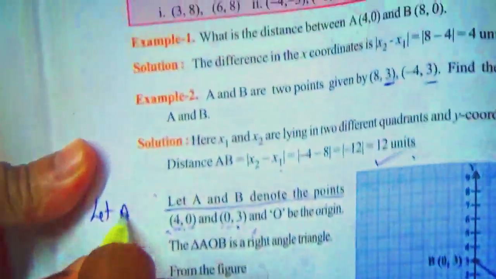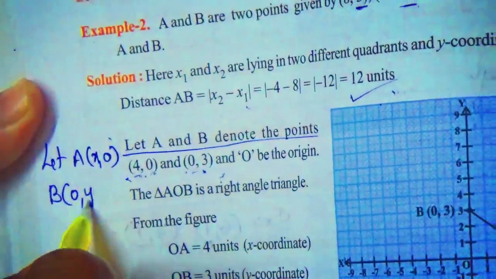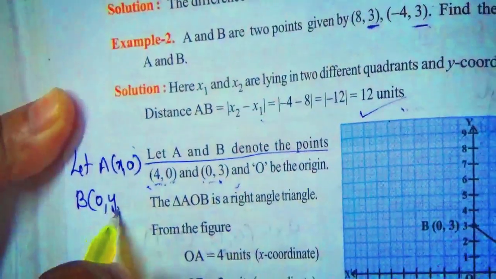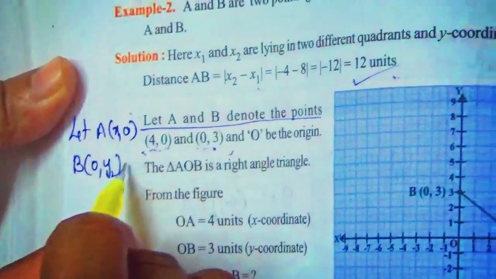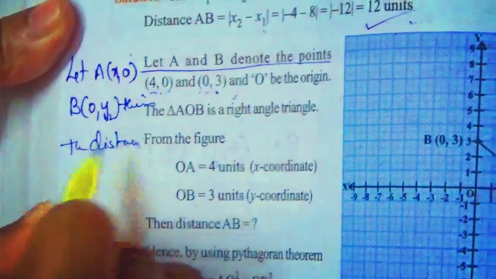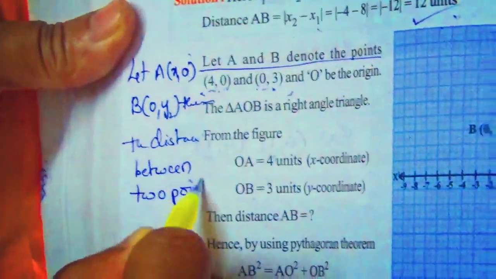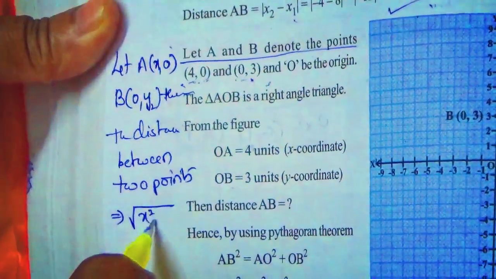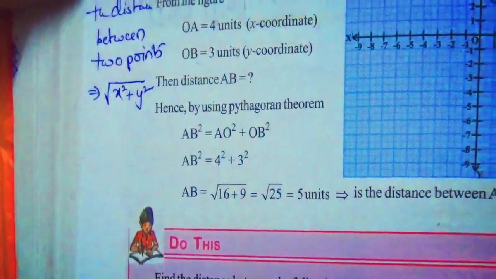Let A be (x1, 0) and B be (0, y2). I am just taking it as x, y. Then the distance formula: the distance between the 2 points is equal to the square root of x square plus y square.